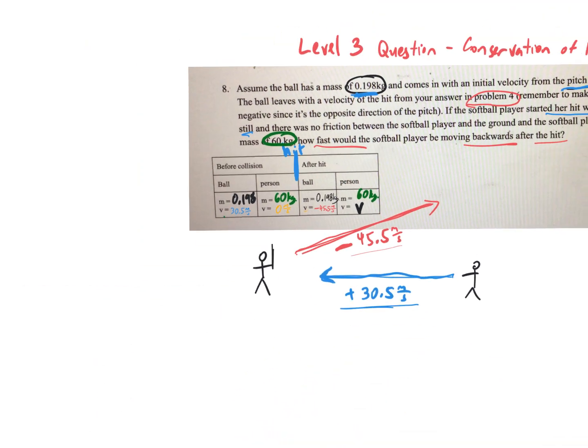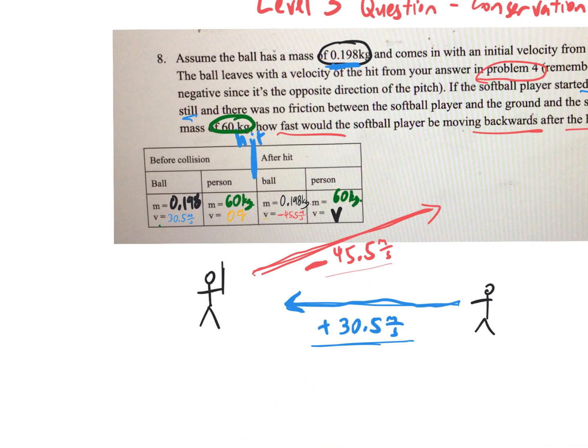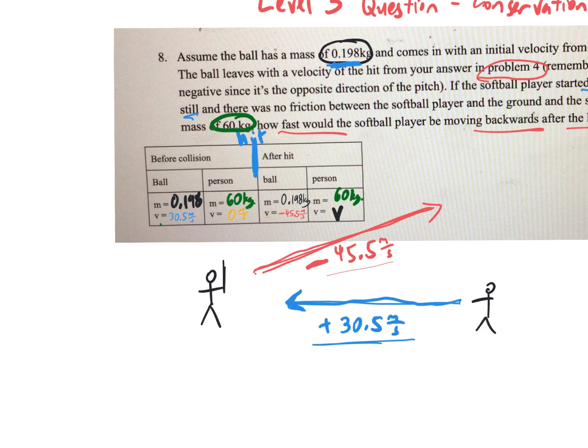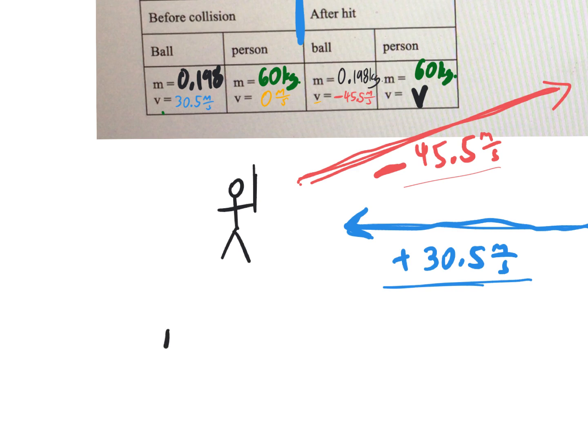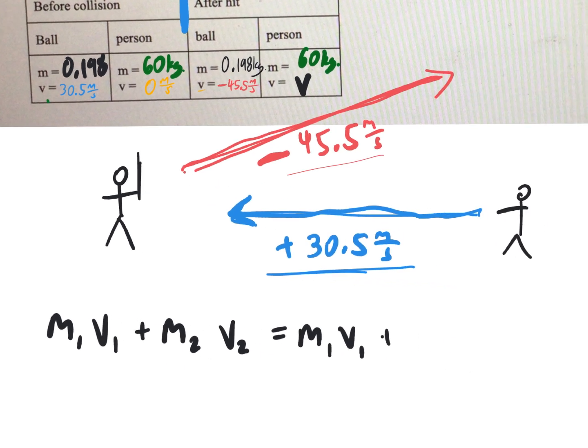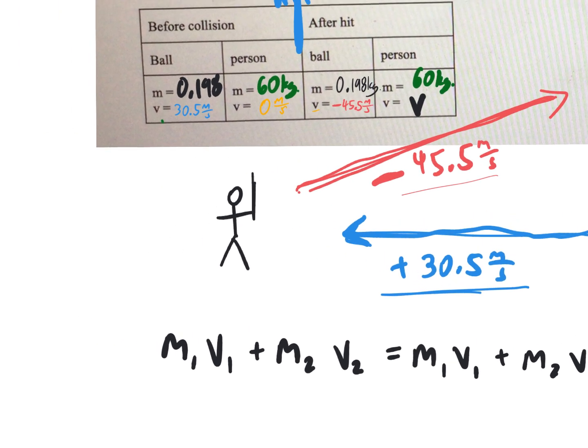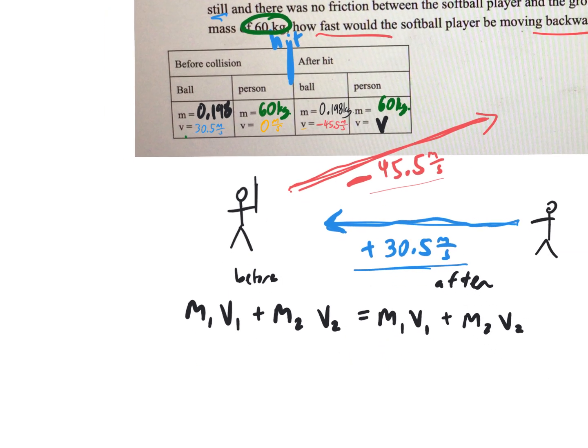All right. Now I can set up my equation using the conservation of momentum equation for two separate objects. That's going to be m1 v1 plus m2 v2 equals m1 v1 plus m2 v2. The left side is going to be before the hit, and the right side is going to be after the hit. So now I can plug in numbers.